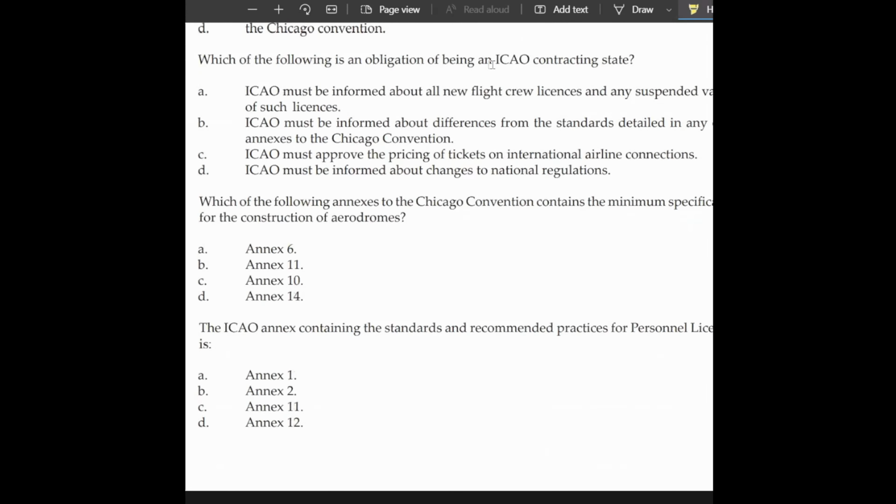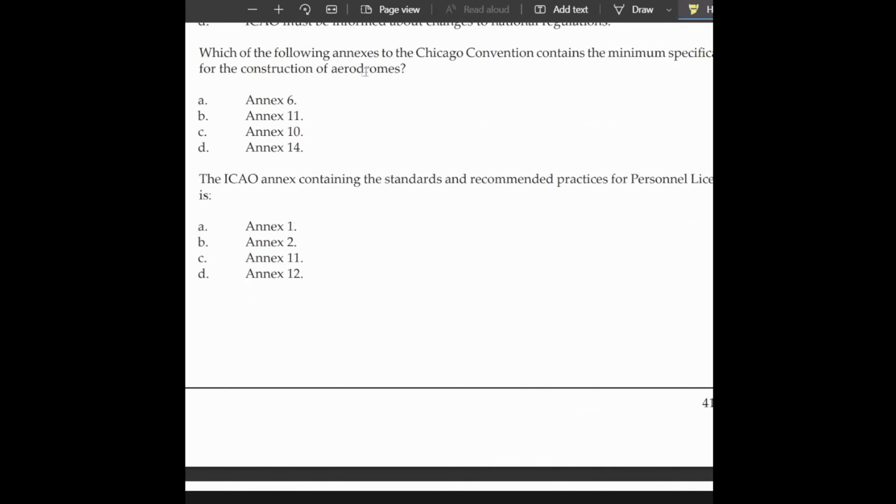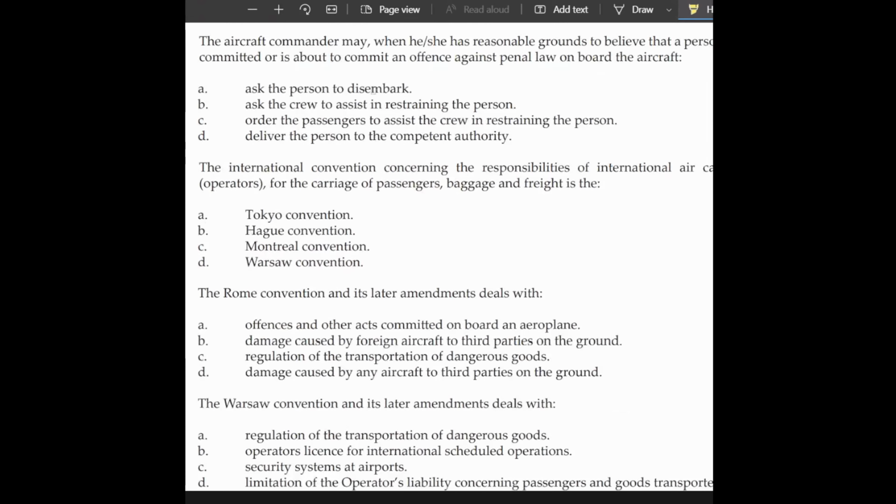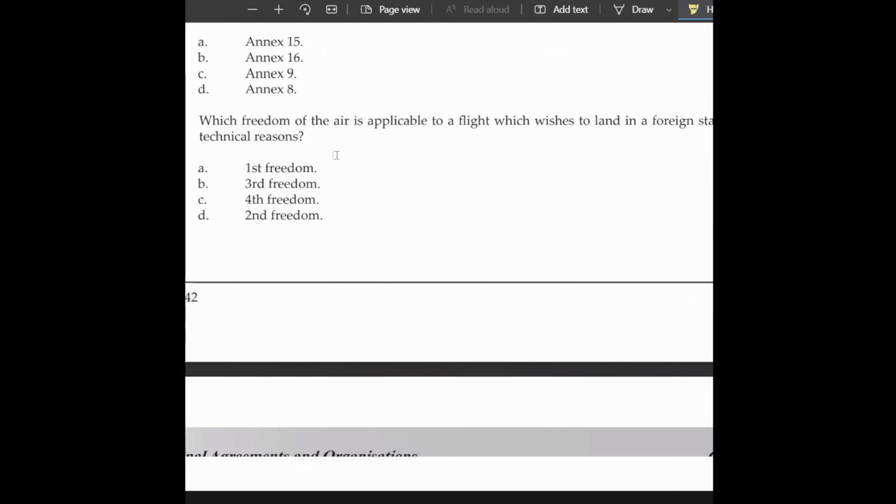Now, which of the following is an obligation of ICAO contracting states? This same line is there in the first paragraph of ICAO, which I had told. Just wait, this is the answer. You'll find the same thing mentioned there. Which of the following annexes specifies the minimum for construction of aerodromes? It is Annex 14. Don't worry, you'll figure out how to remember. You should mug up this annex. Similarly, these are the questions.